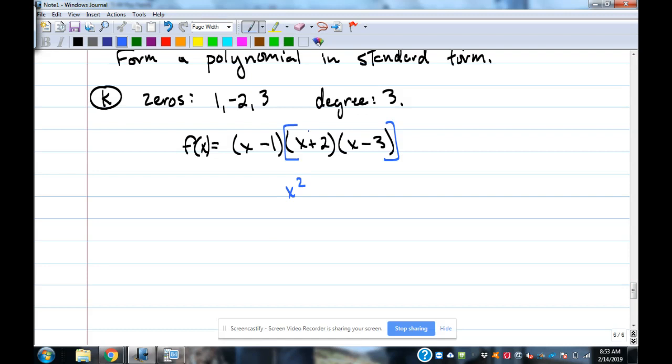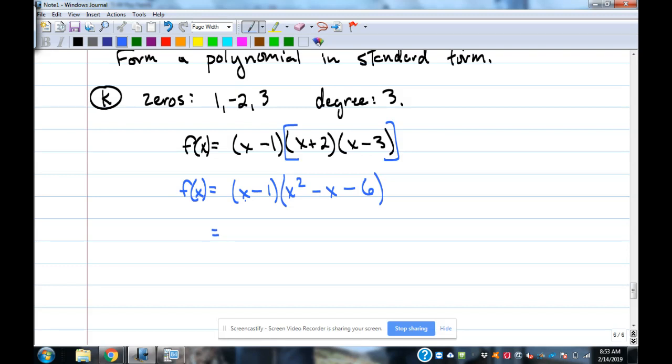x times x, x squared. x times -3 is -3x. 2x would be -1x minus 6. And x minus 1. Some of you are faster at this than others. Hopefully we all get a little faster at it as we go through.